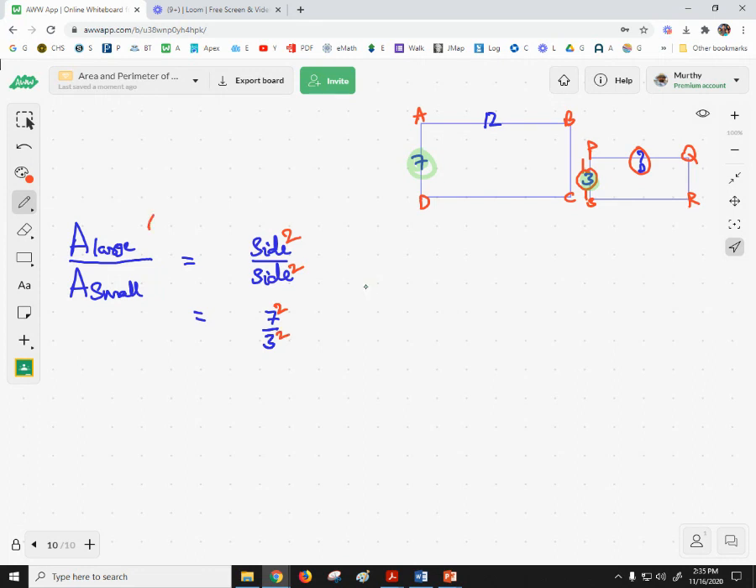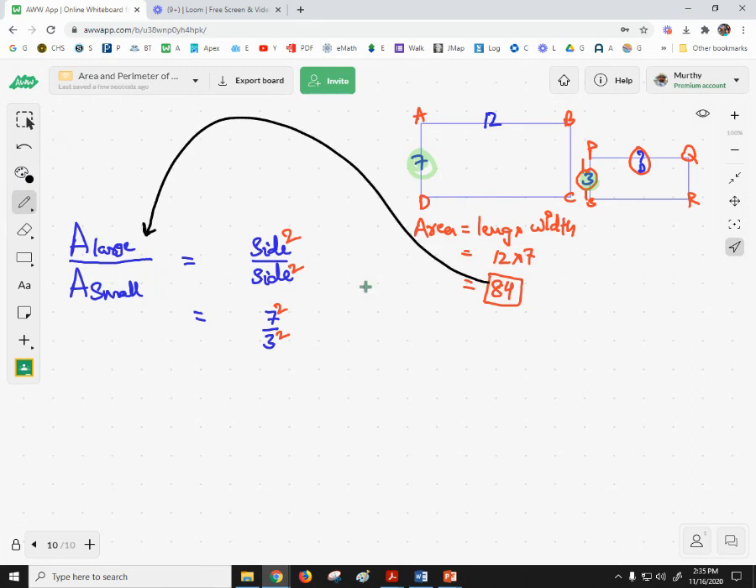Now area of the large figure. When it comes to area, I know that it is length times width, which is 12 times 7, that gives me 84. But when it comes to the small one, width is given but length is not given, so I can't compute, right? So area of the large triangle, let me plug in here, and the denominator, area of the small rectangle, I don't know.